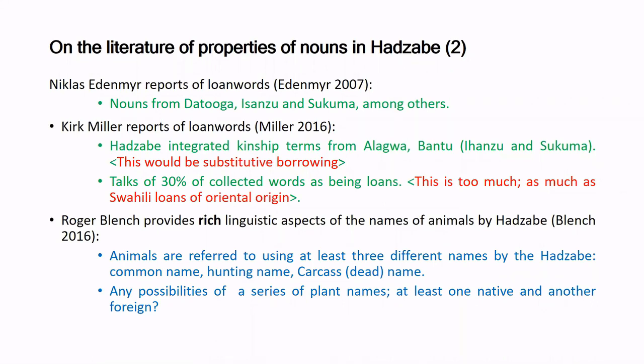And since there are several names for animals, and we are aware that the Hadzabe are foragers, they hunt wild animals, and they also use wild tubers and fruits. So the assumption is that, and that is what I'm putting at the bottom of this slide, the assumption is that if we have a series of animal names, is it possible to have a series of plant names? Because plants are also useful in the community.